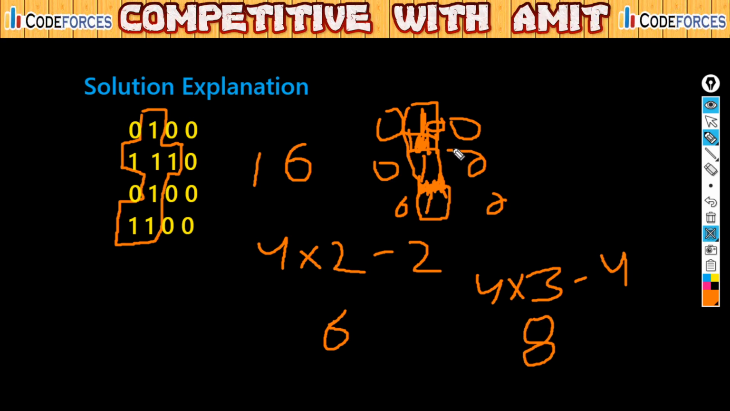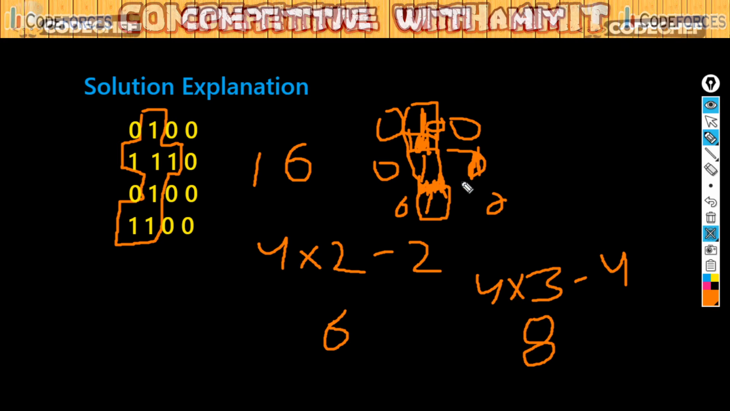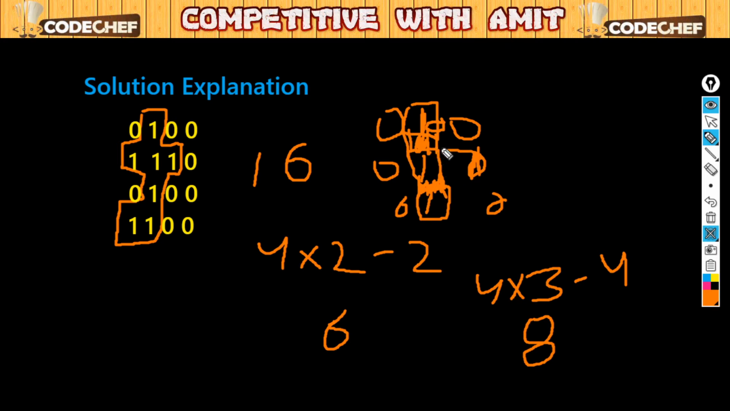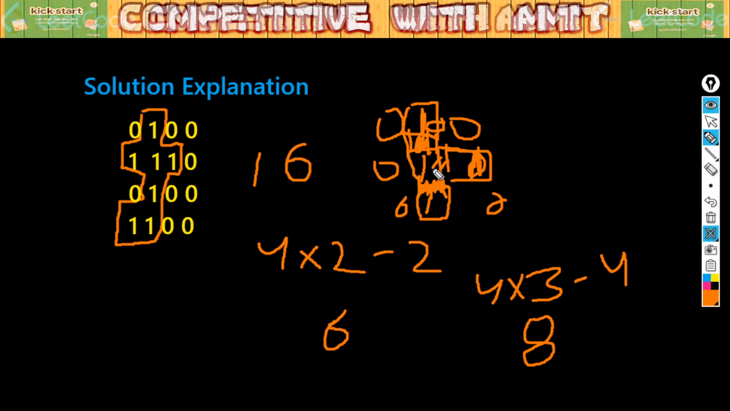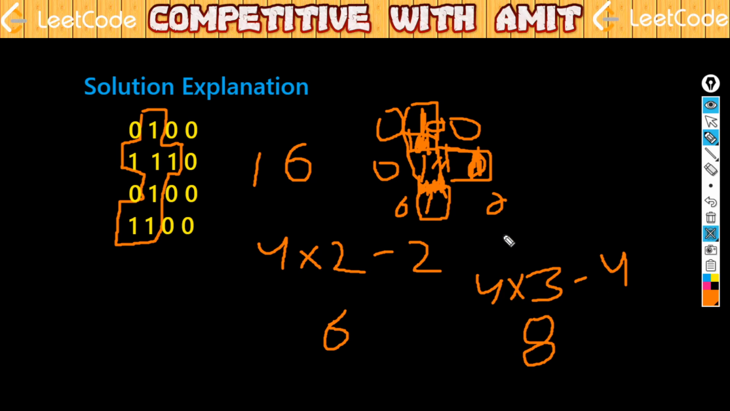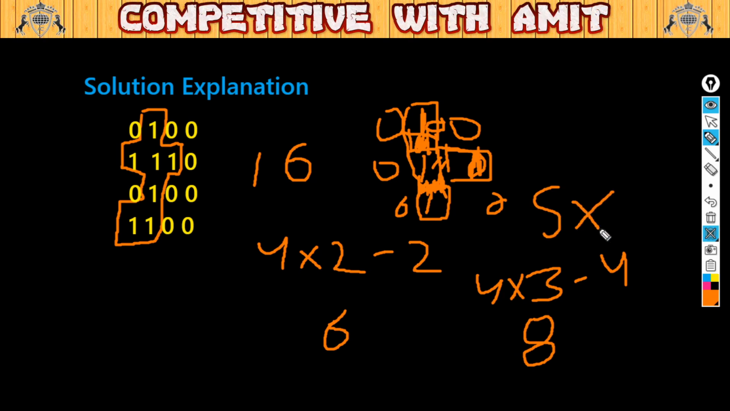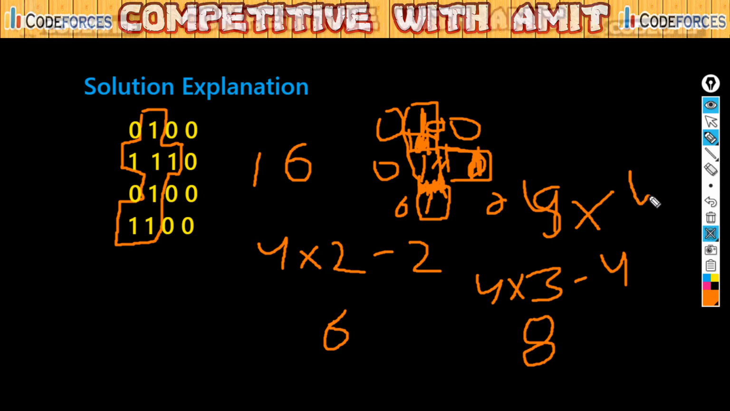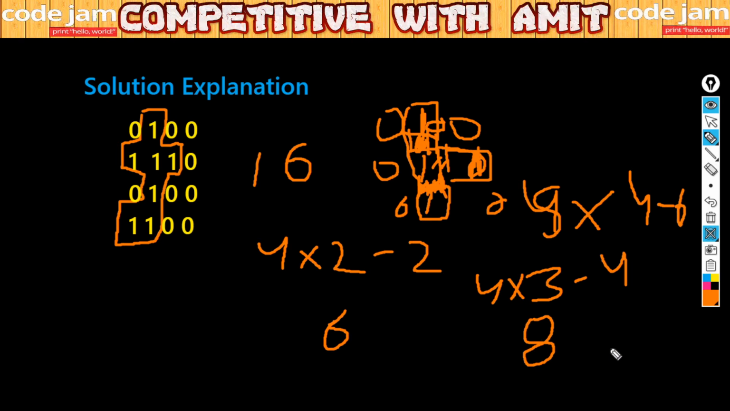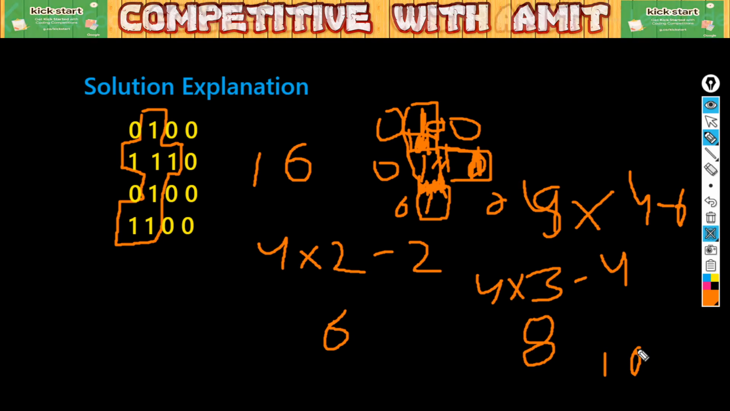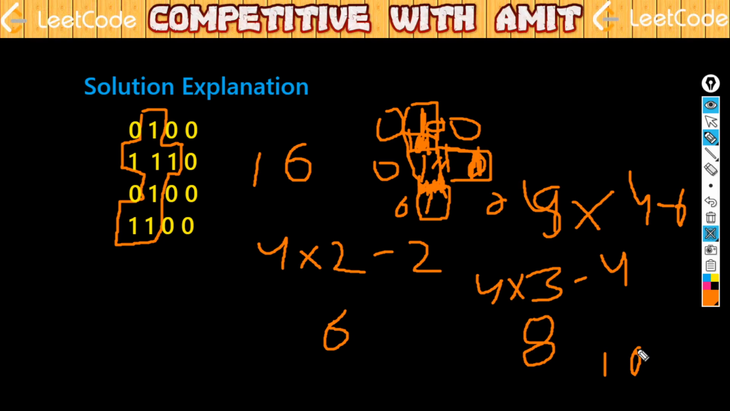Now after this, suppose here also it is 1. Again we do the same thing, and again these 2 will be cancelled. So what will our value be? 4 into 4 minus 6. So our value will be 10.